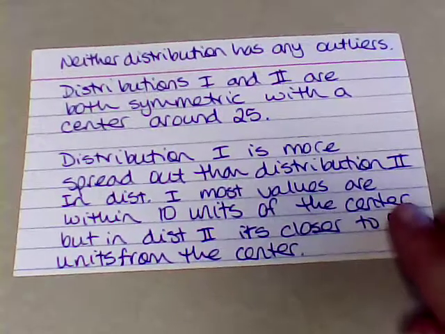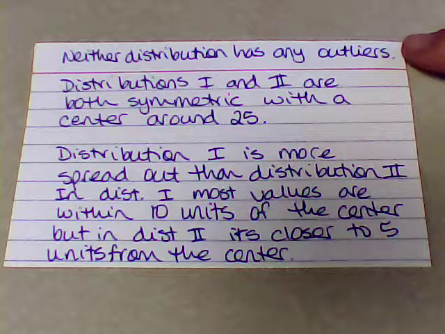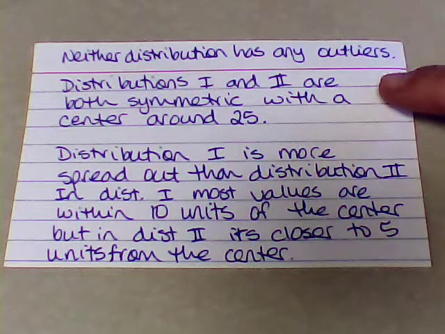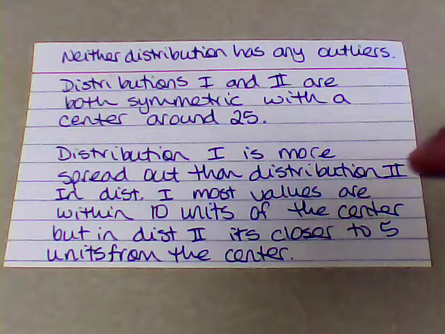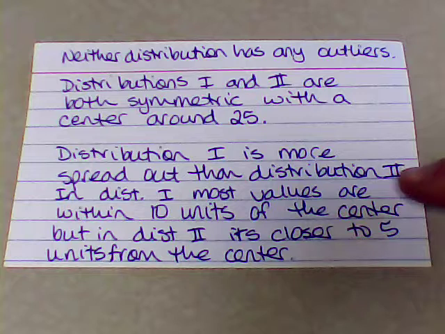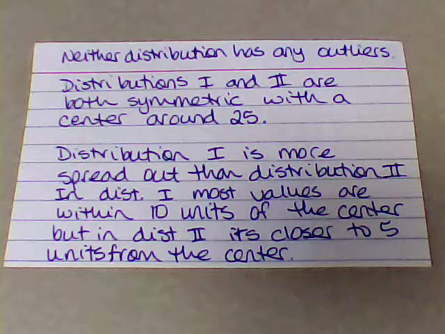If you would rather see it written down, here's my writing. So neither distribution has outliers. Distributions 1 and 2 are both symmetric with the center around 25. Distribution 1 is more spread out than distribution 2. Distribution 1, I said most values are within 10 units of the center, but in distribution 2, it's closer to about 5 units from the center.